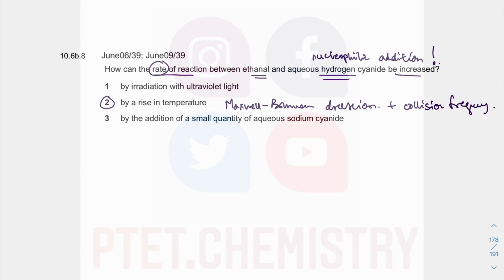Yeah, if you irradiate with UV light, it's not going to affect the rate because that is for free radical substitution reaction. And if you do introductory organic chemistry, you know the free radical substitution reaction involves homolytic fission. Homolytic fission gives you radicals, whereas we are dealing with nucleophiles and electrophiles, which are charged species, not radicals. So number 1 is automatically wrong, and because 2 is correct, 1 is wrong, you're left with option C.